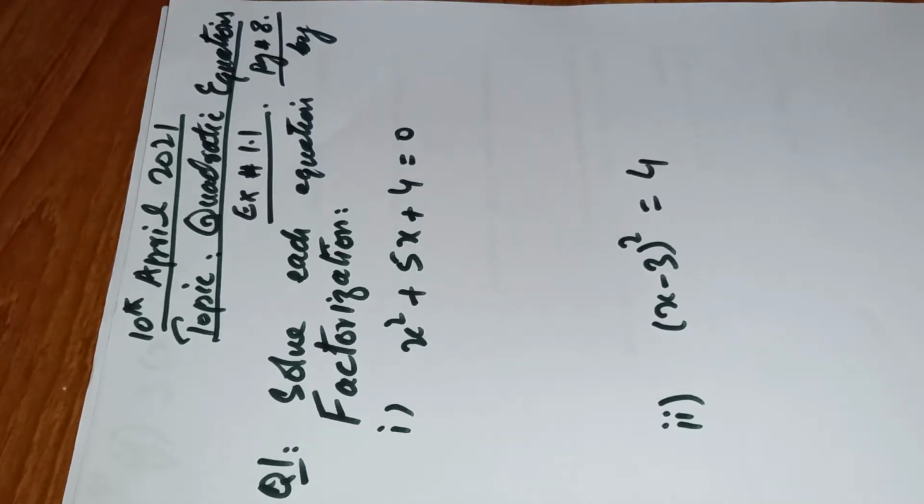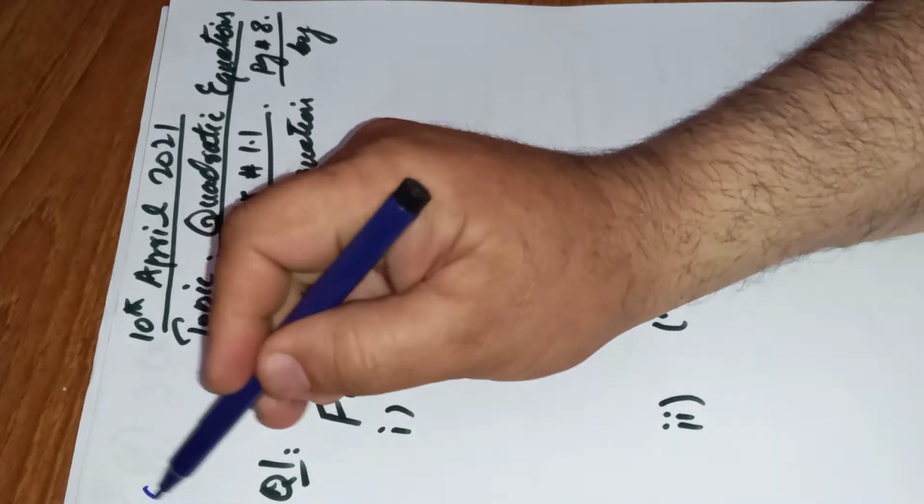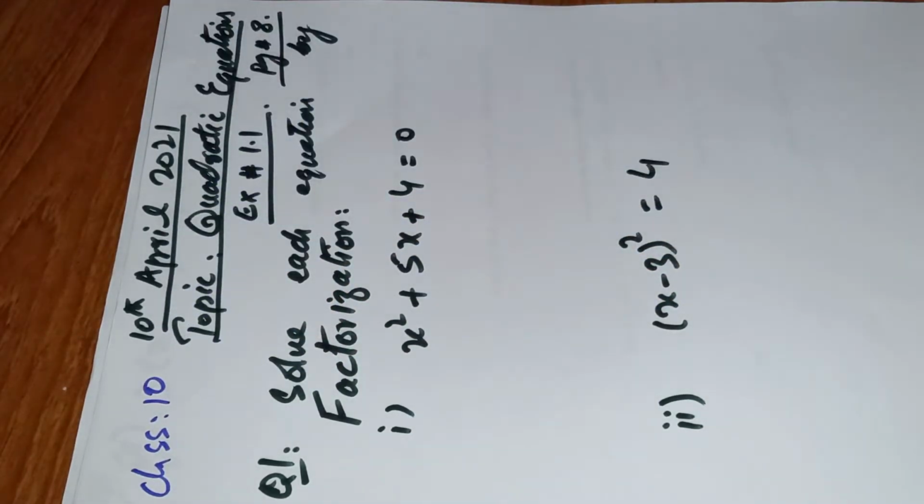Dear students, today is 10th April 2021. The topic is quadratic equation and the exercise is 1.1. The class is matric, meaning 10th class. And exercise 1.1 we are starting.